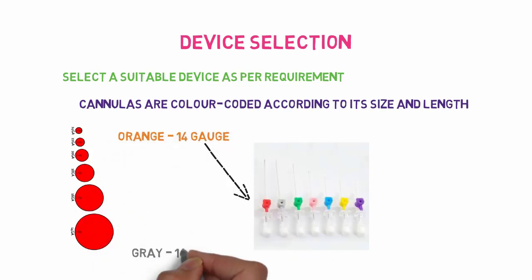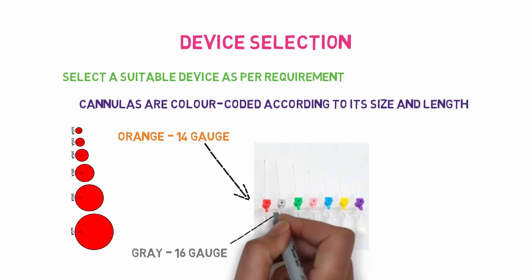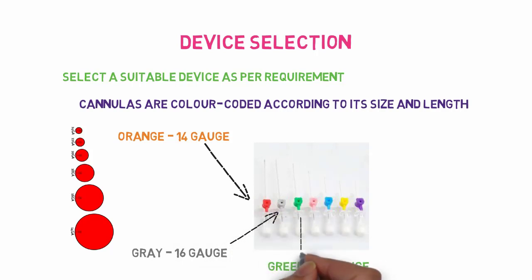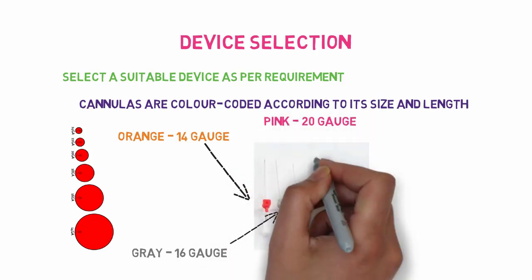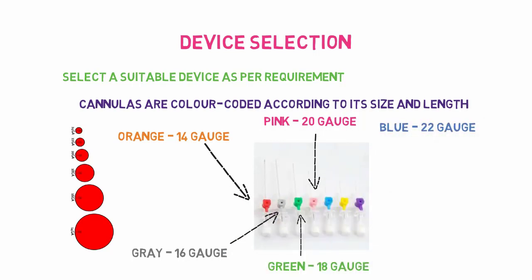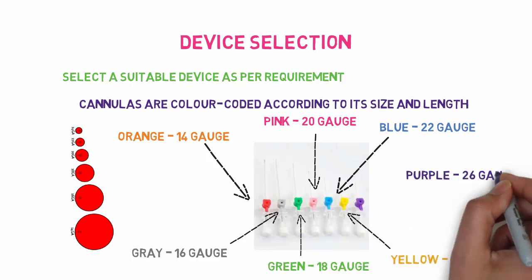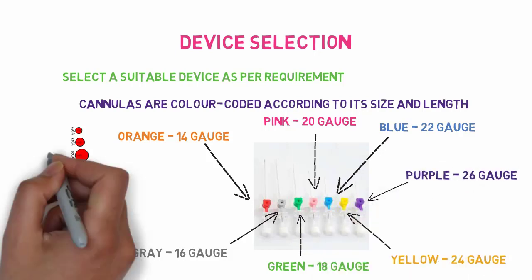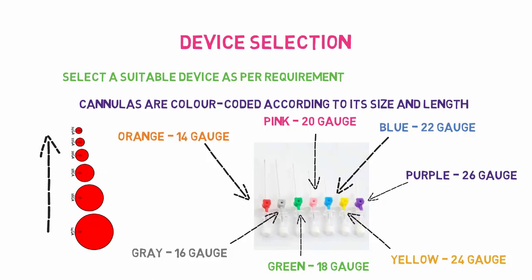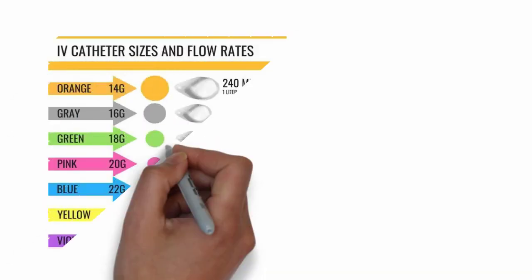Orange, 14 gauge. Gray, 16 gauge. Green, 18 gauge. Pink, 20 gauge. Blue, 22 gauge. Yellow, 24 gauge. Purple, 26 gauge. As the gauge goes up, the size becomes smaller.